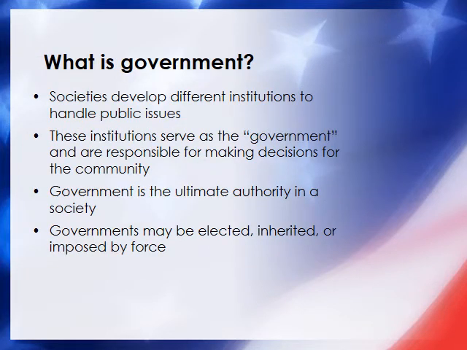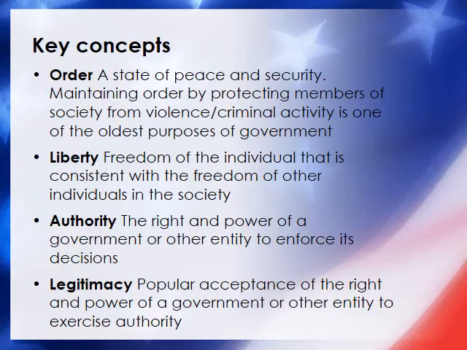We also need to drill down this term government. What is a government? Well, societies develop certain institutions to handle public issues, and these are what we refer to as the government. They're responsible for making decisions for a community. Government is also the ultimate authority in a society. Governments could be elected, but throughout much of human history, they were imposed by force or they were inherited, like you would see with monarchy. Some key concepts from this first week of reading: order, liberty, authority, legitimacy. Really spend some time drilling down these meanings and making sure that you understand them.